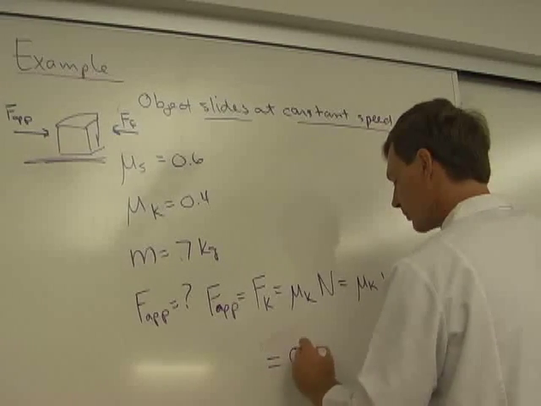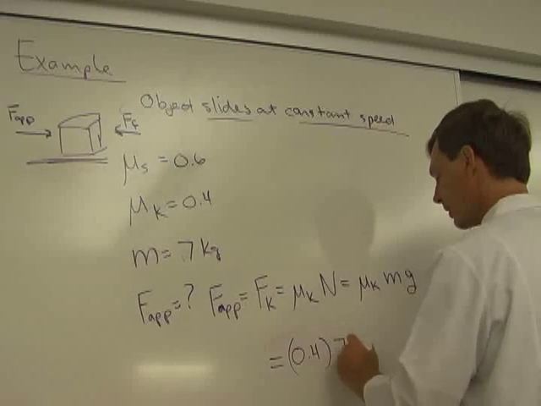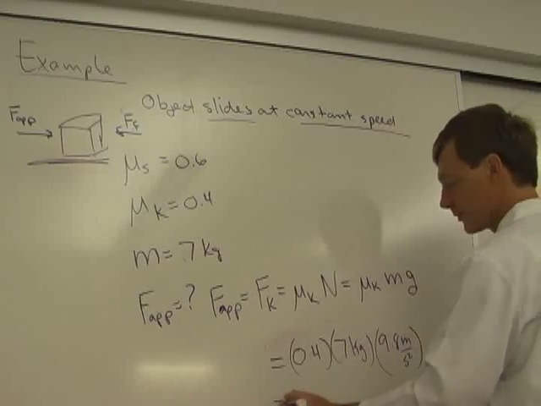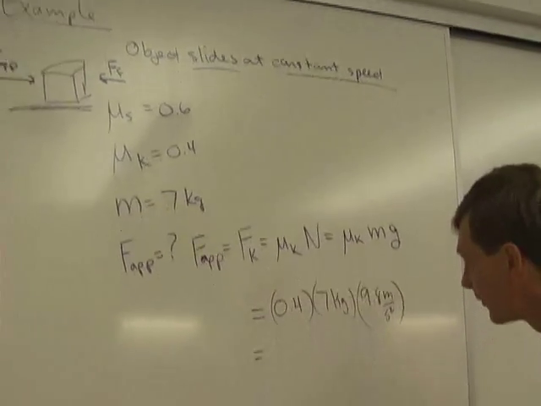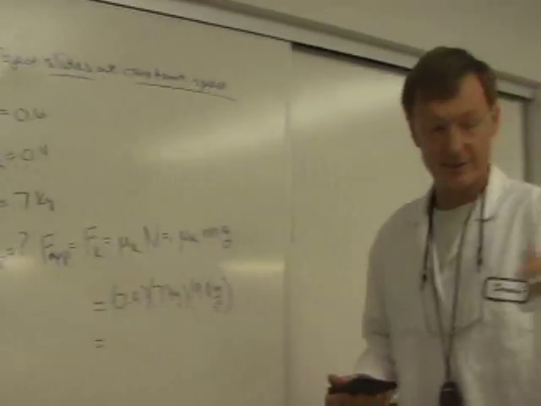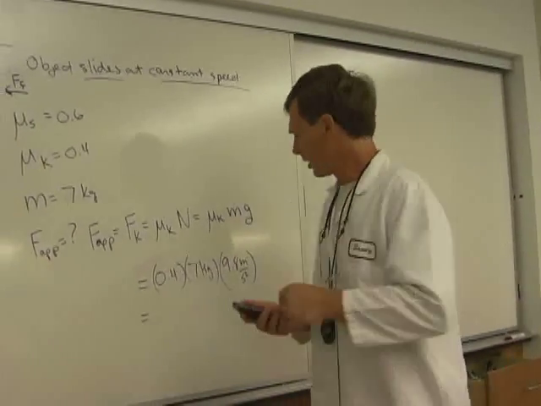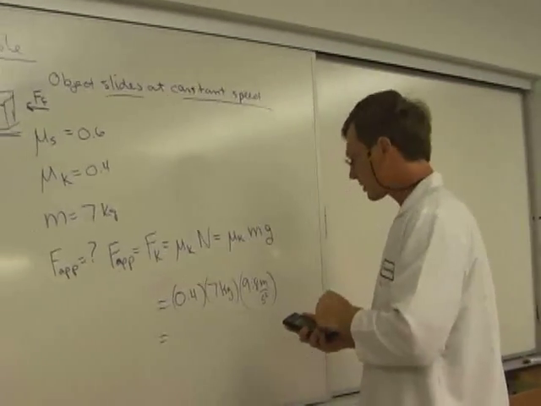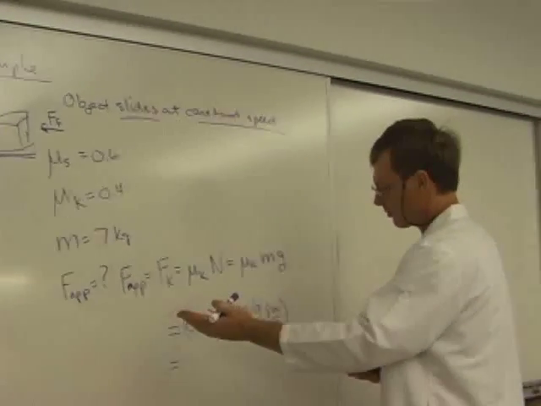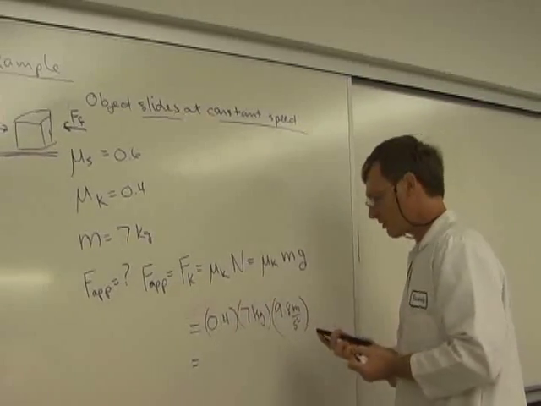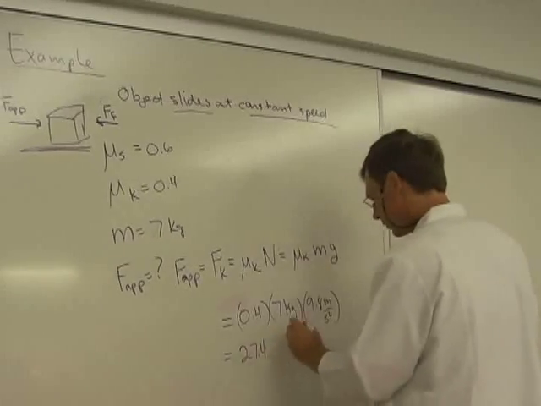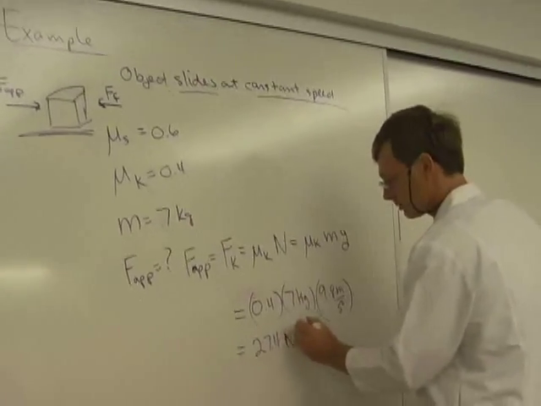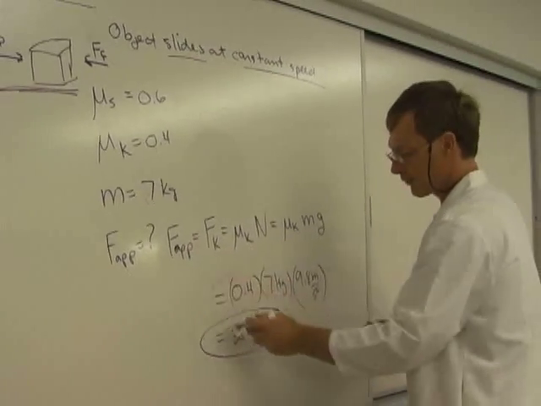So this is 0.4 times 7 kilograms times the acceleration of gravity, which is 9.8 meters per second squared, which is some honking number. Oh, calculator. Let's see. 7 times 9.8 times 0.4. Just looking at this, you'd say, okay, 7 times 10, 70 times 0.4, 70 times 4 is 28 or so. It says 27.4. And the units are kilogram meters per second squared. That's newtons. So the frictional force is equal to the applied force, and it's 27.4 newtons.